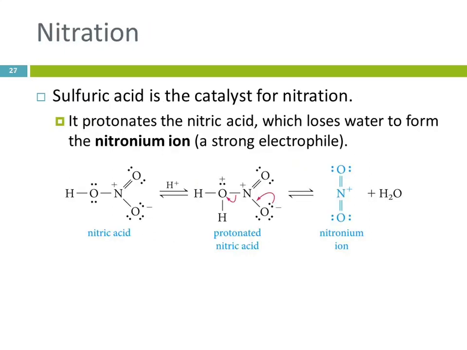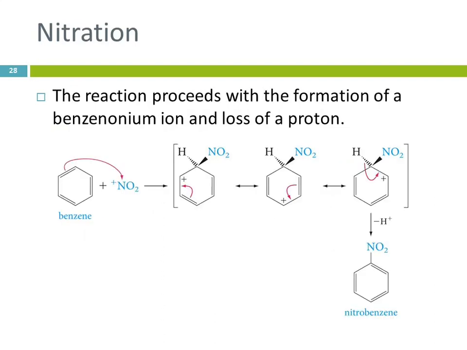Nitration. Here, sulfuric acid is the catalyst. And what sulfuric acid does is it protonates the nitric acid. So here we've got the nitric acid. It becomes protonated, and then it loses a water molecule and forms this nitronium ion. Here we've got nitrogen with a positive charge. This is a strong electrophile. And so this strong electrophile is going to do what the chlorine did for the chlorination. So here's the NO2 with the positive charge.